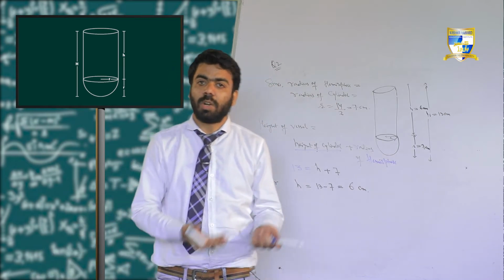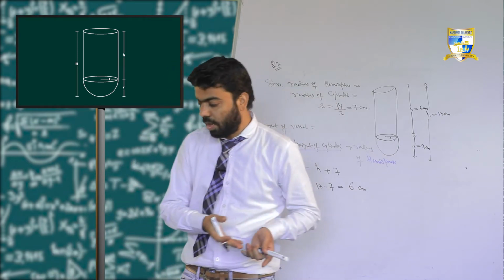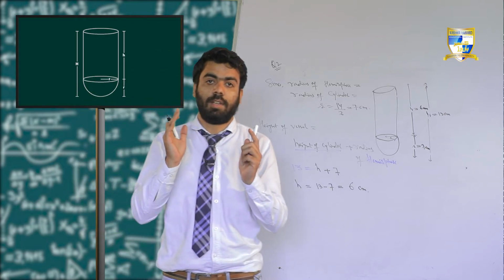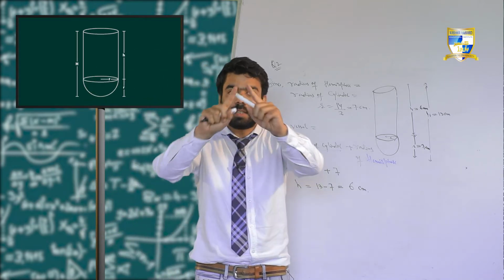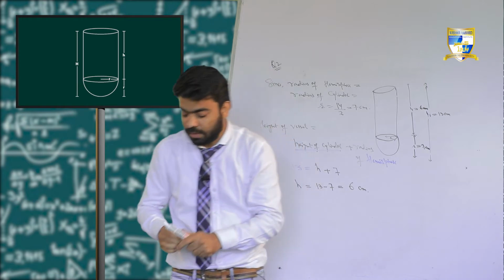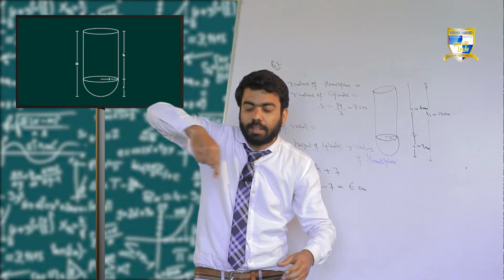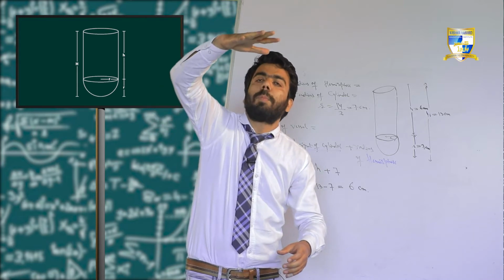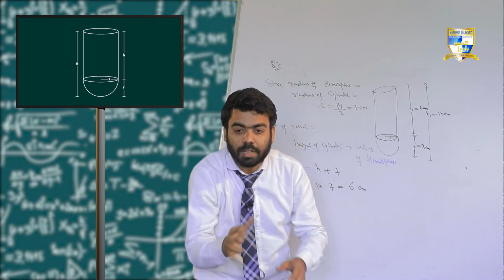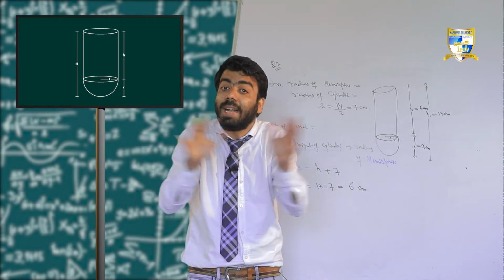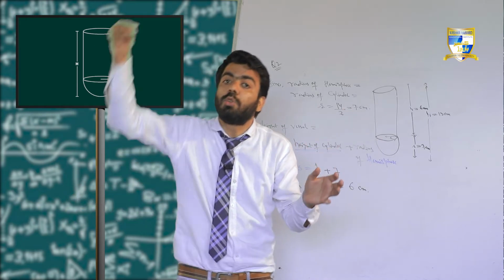Now, what are we supposed to find? We are supposed to find the inner surface area of the vessel. Simply, let me show you like this. We can imagine the thing here. We have a cylinder. This is a top circle. This is a bottom circle. And we have attached a hemisphere to it. But this is completely hollow, so we can put a liquid into it.